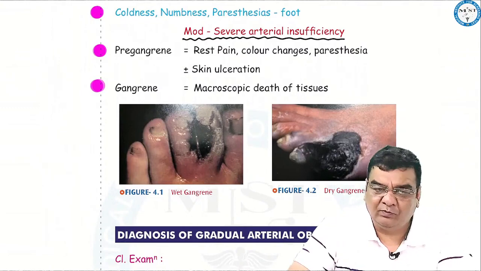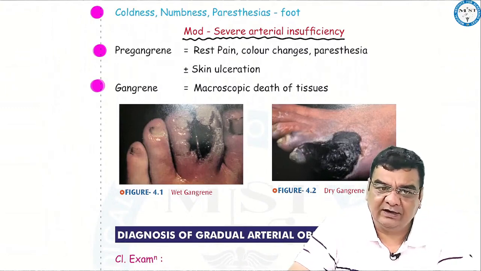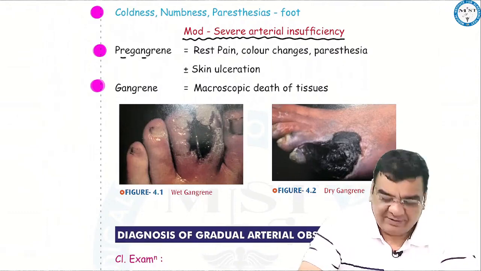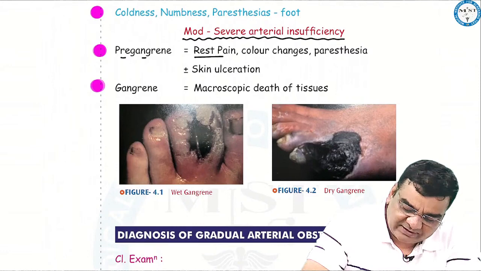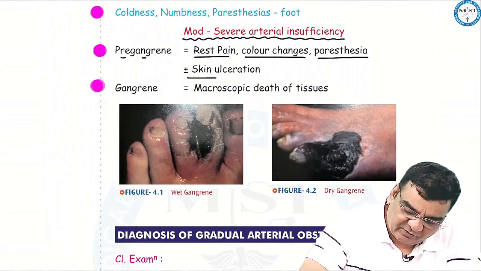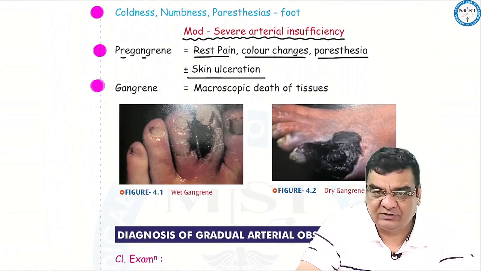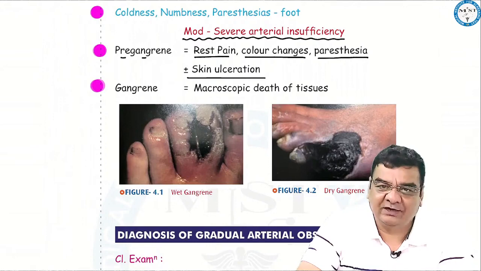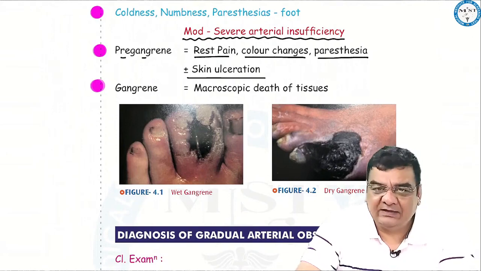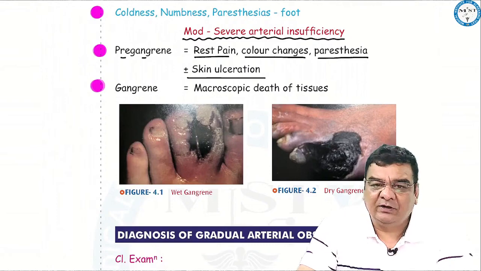There is a major issue, moderate to severe arterial insufficiency. Gradually, pre-gangrene can occur. This is a combination of rest pain, color changes, paresthesia, with or without skin ulceration. Rest pain, color changes. Why color changes, beta? If red hemoglobin is not reaching into the foot, the foot area will become pale. Paresthesia. Okay beta, look at me on the screen once.